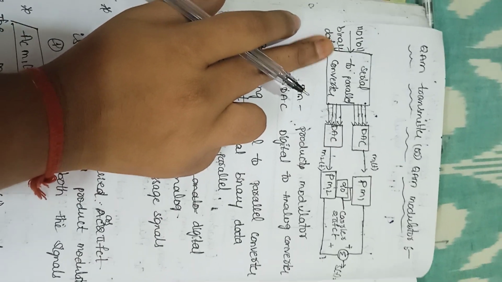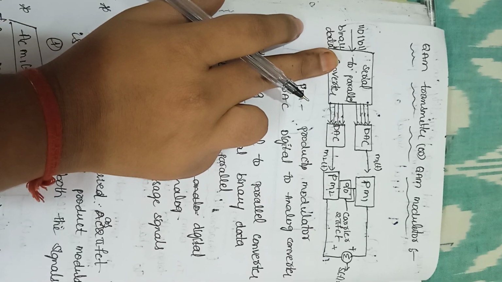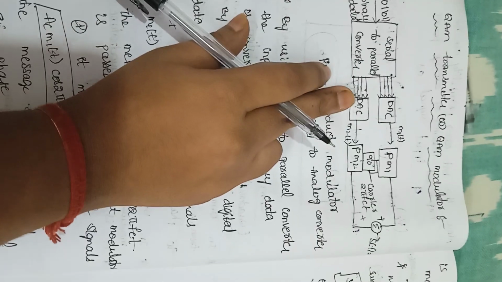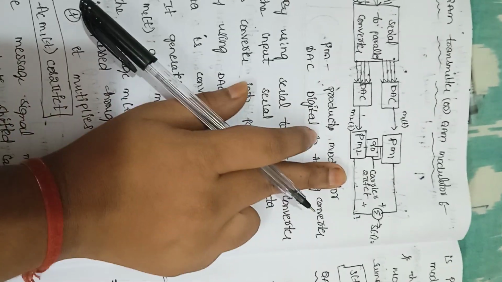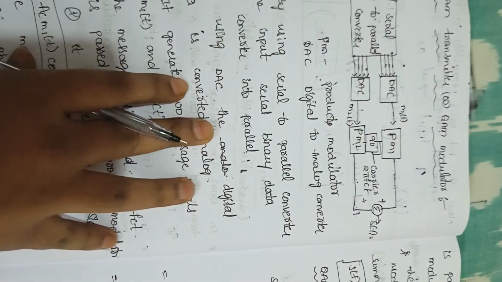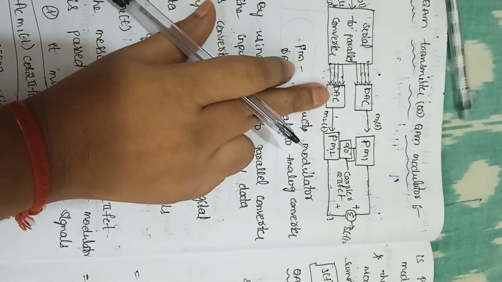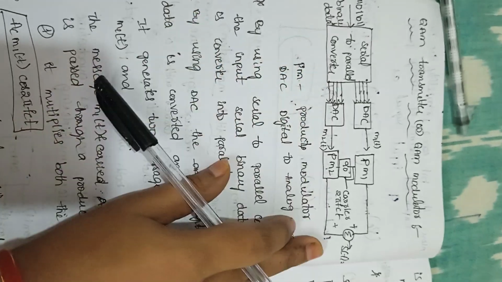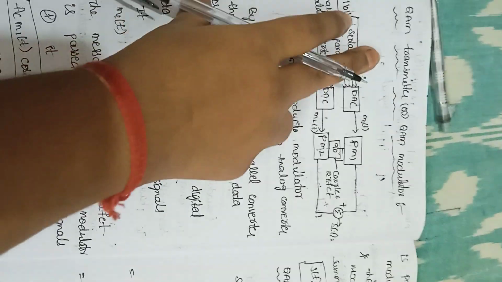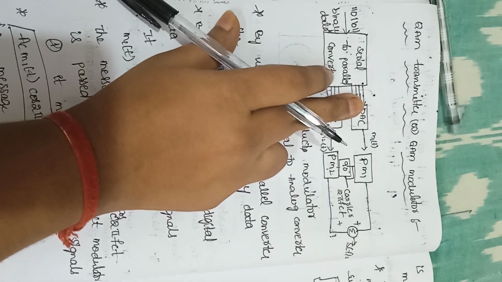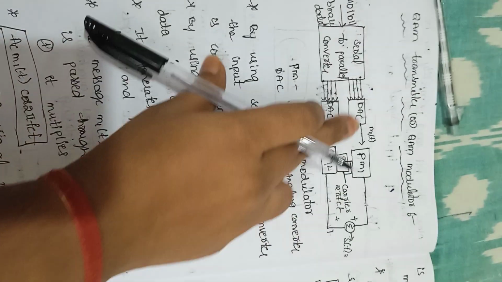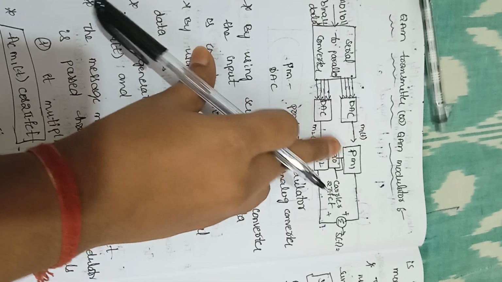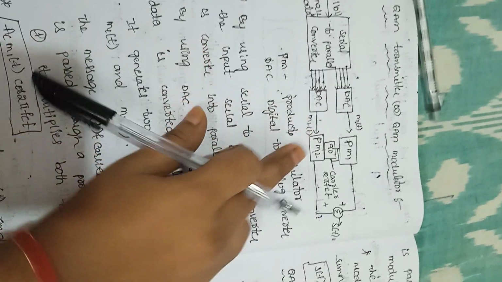First we have to give the binary data, which is the ones and zeros, to the serial to parallel converter. Then here we have to use two converters, that is, digital to analog converters. The digital signal is converted into analog through the serial to parallel converters, which are converted into DAC, digital to analog signals.